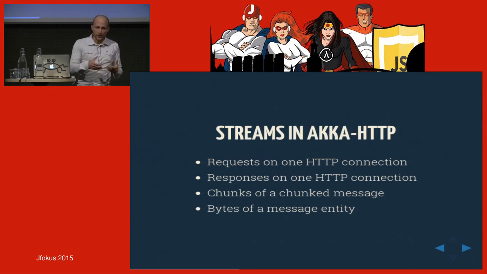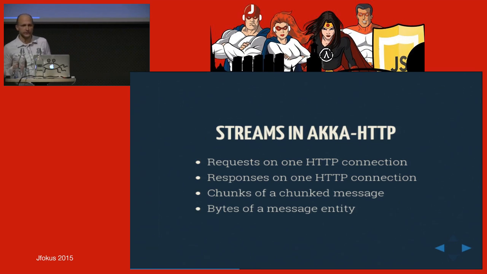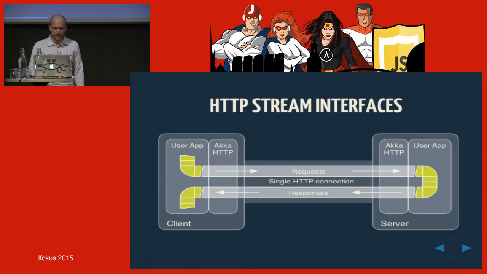And the chunks of a chunked message are a stream. So I have a connection that has a stream of requests, and each request can contain a stream of chunks or a stream of bytes. So nesting streams is okay, just like it's okay to nest lists. You can have a list of lists, and you can have a stream of streams if you want. So these are the core places where we have streams in Akka-HTTP.